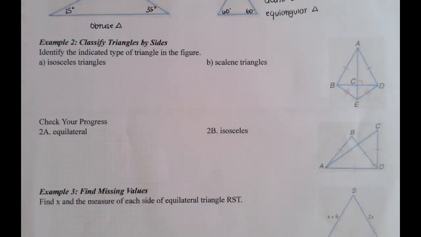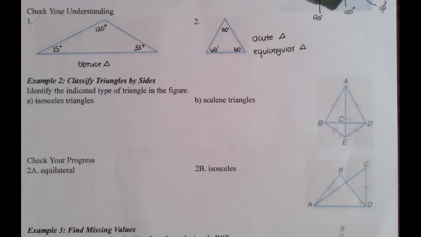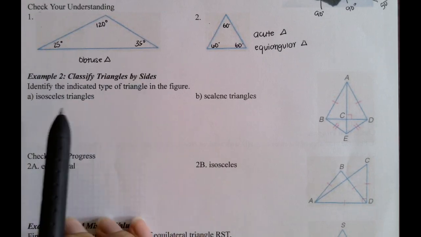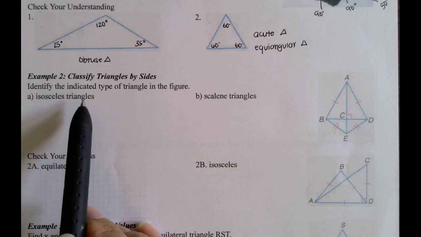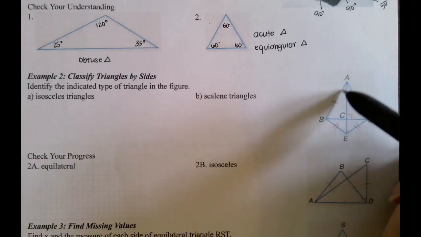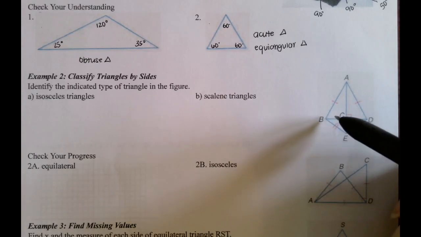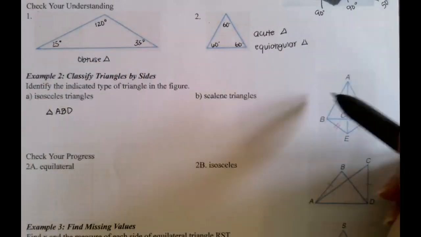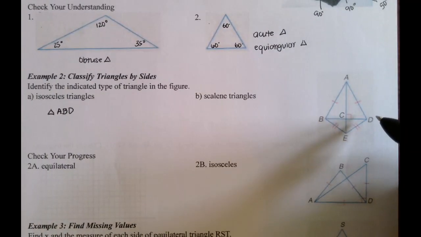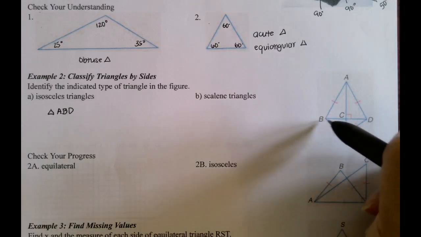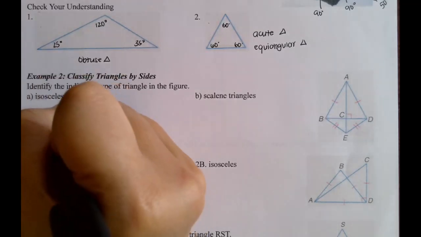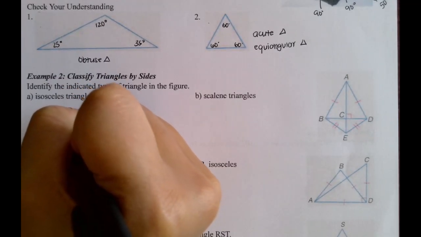Okay. So here, looking at this picture, we're going to identify our types of triangles in the figure. Okay. So starting with our isosceles triangles, that's where two sides are the same. And so we have that here with triangle ABD, indicated by these two sides having the one tick mark. Okay. And then the other isosceles triangle we have is here, indicated because this side and this side have two tick marks. And so that is triangle BED.